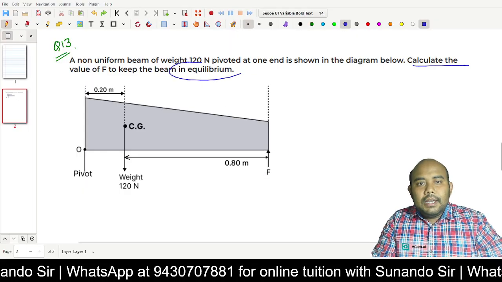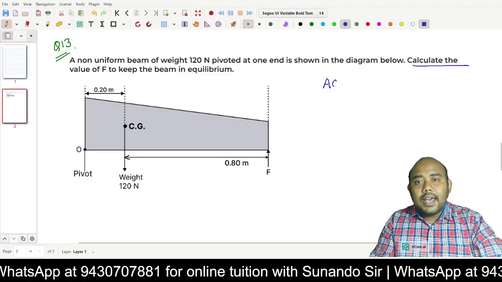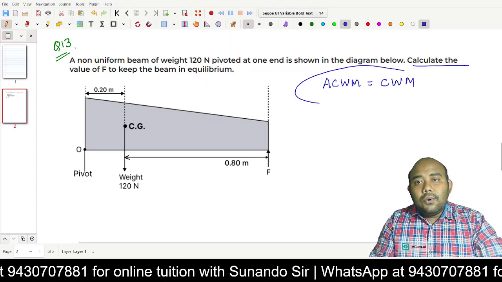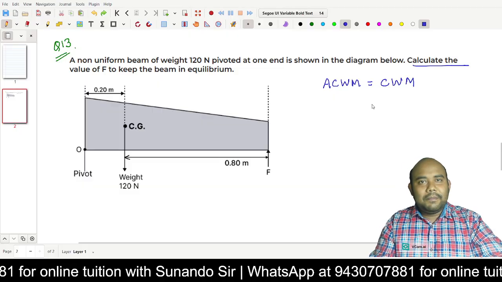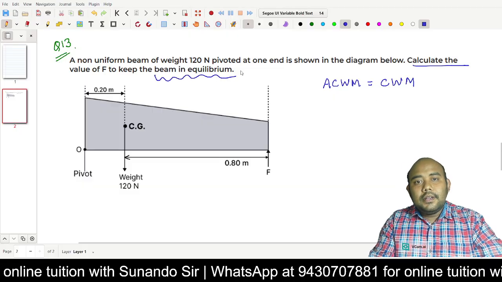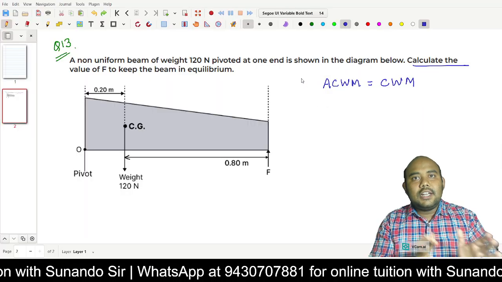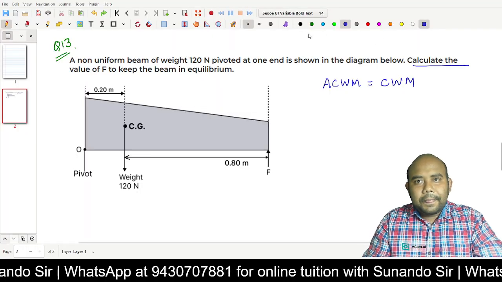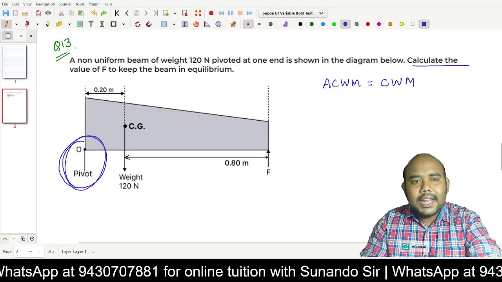If the beam is in equilibrium, we need to use the principle of moments, which says anti-clockwise moments must be equal to clockwise moments. Only then would this beam be in equilibrium. So if the beam must be in equilibrium, this condition must be fulfilled: anti-clockwise moments must be equal to clockwise moments. Now let's use our common sense. This is the pivot, right? The pivot has been shown very clearly in the diagram.